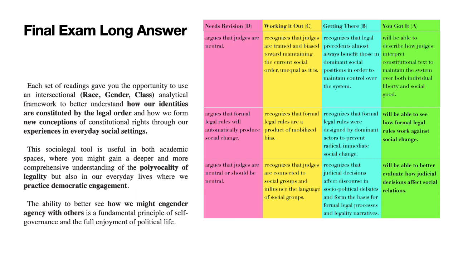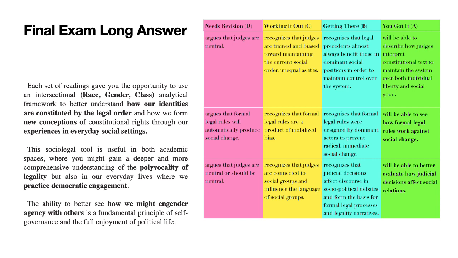So what we do want to see is, how are our identities constituted by the legal order, right? So what is a man? What is a woman? What is a fetus? What is a child? Right? These things are not things that are decided by science. They're decided by the courts, right? The courts make these decisions. We want to contrast that to the conceptions that we have in our everyday social settings. They're often very different, and that's what helps us understand the polyvocality of legality.